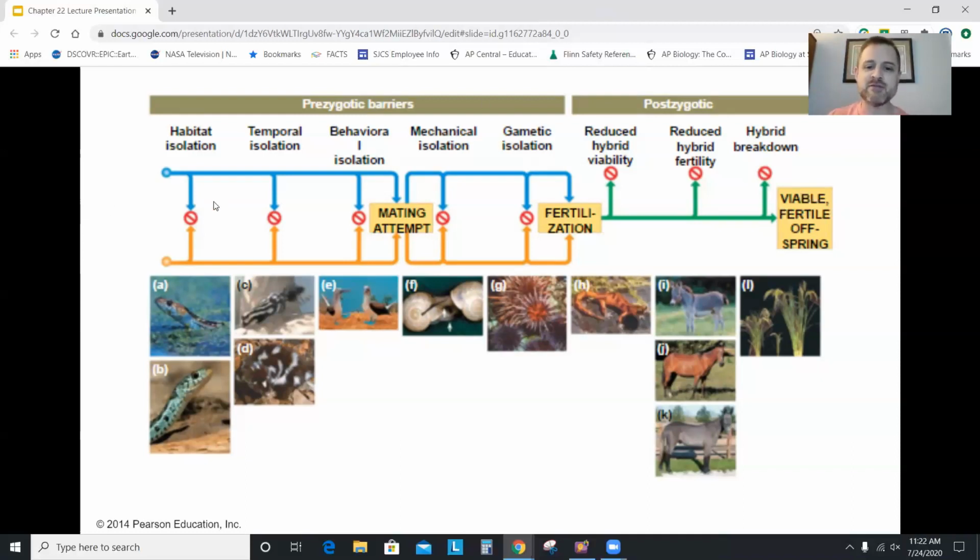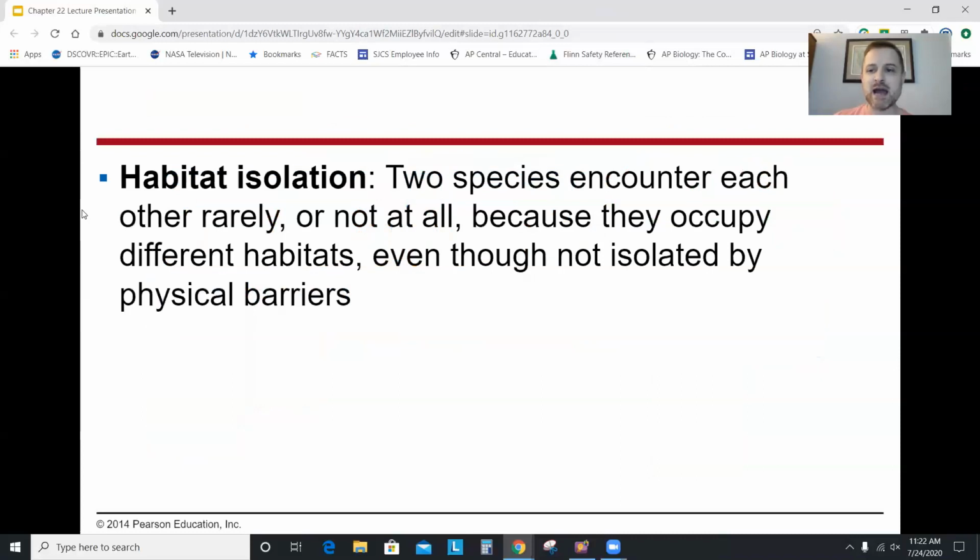You can see on the left here, these are before a mating attempt. These are between mating and fertilization, and these are after fertilization. So we're going to go through each of these, explain what it is, and give an example. We're going to start with habitat isolation. This is probably the easiest one. This just means the two species don't encounter each other. They live in different habitats. If you live in different habitats, you're probably not reproducing.